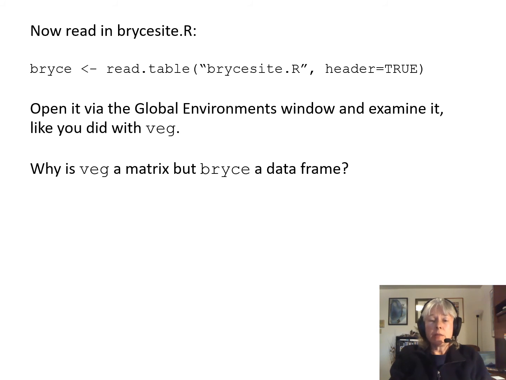Now you're going to read in the sister data set to bryceveg. This is brycesite.R, and you can see the code here on what you need to do. Then open it in the Global Environments window and examine it, just like you did with veg, take a look, and then answer this question: why is veg a matrix, but Bryce a data frame? If you want, you can pause the video now and go answer that before I move on and discuss.